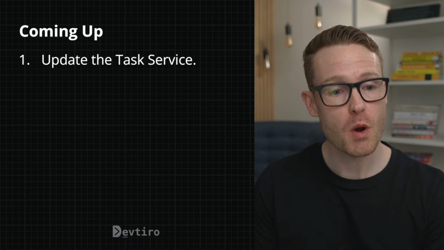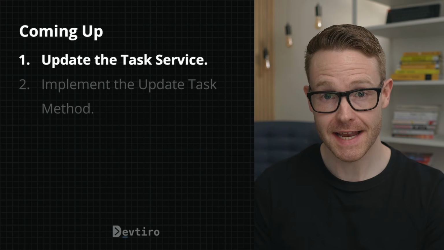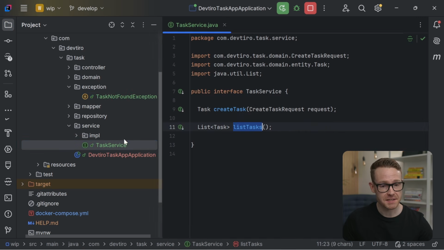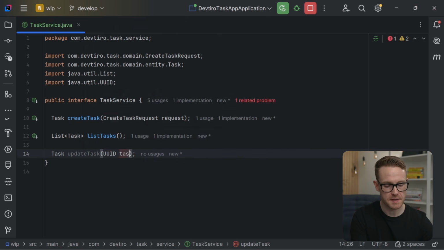Let's now implement the update task business logic in our service layer. So here's what we have coming up in this lesson. We're going to update the TaskService, and we're going to implement the updateTask method. So let's get started and update the TaskService. So back in our IDE, let's open up the TaskService and let's expand this. So we have a method to create a task, to list tasks. We're going to add a new one now to update a task. This one returning a Task, so a representation of the task after it's been updated. We'll call this one updateTask. And we're going to specify two arguments for this one, a UUID, and we'll call this one taskId.